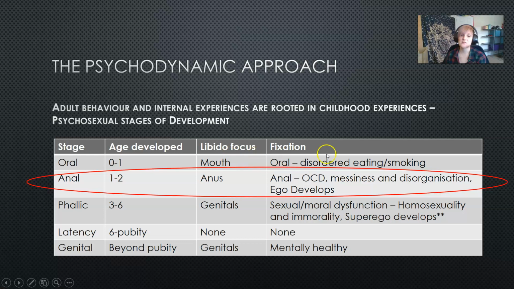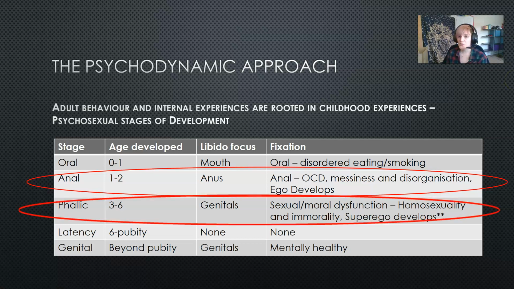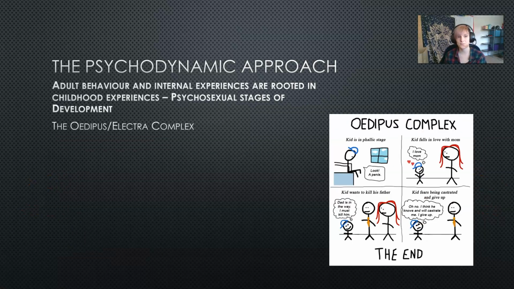The id is present from birth, and the ego develops at the anal stage. However, the superego develops once the child has successfully gone through the phallic stage of development. This is because of something very different that occurs during this time. This is the Oedipus or Electra complex.